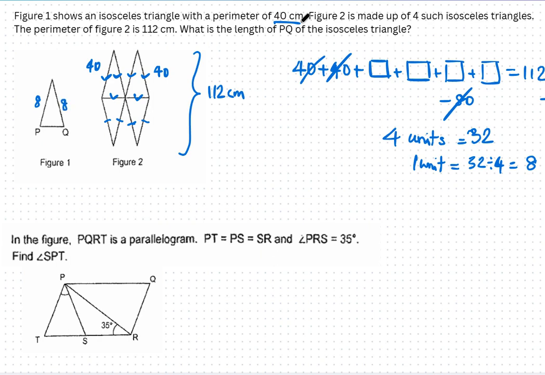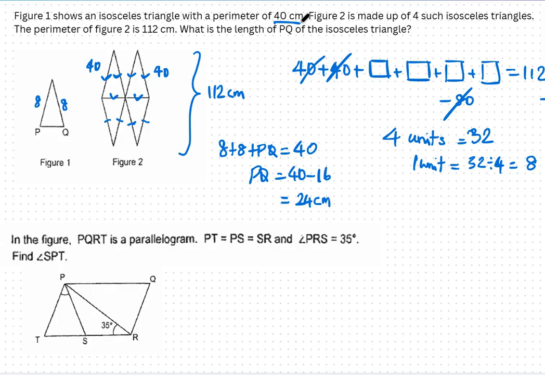Since it's an isosceles triangle, the length of this side is also 8. So we need to find PQ. How do we know that? The total perimeter of this isosceles triangle is 40, so it has to be 8 plus 8 plus PQ, which is equal to 40. So PQ is equal to 40 minus 16, which is 24 centimeters. So the length of PQ is 24 centimeters. That's the answer for the first question.